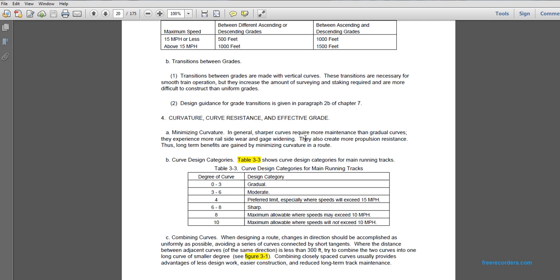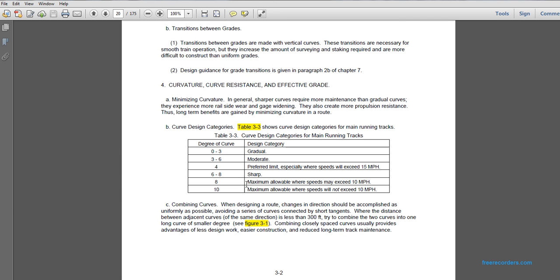Maximum allowable speeds where they must not exceed 10 miles an hour. Combining curves. When designing a route, changing the direction should be accomplished with a uniform curvature, avoiding a series of curves connected by short tangents. When the distance between two adjacent curves of the same direction is less than 300 feet, try combining two curves into one long curve of a smaller degree.